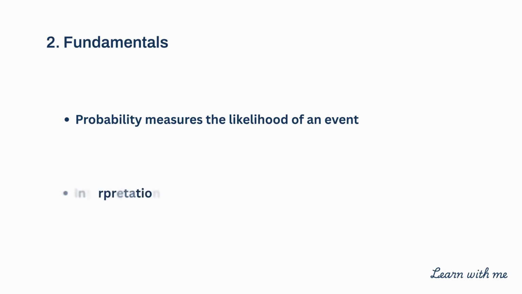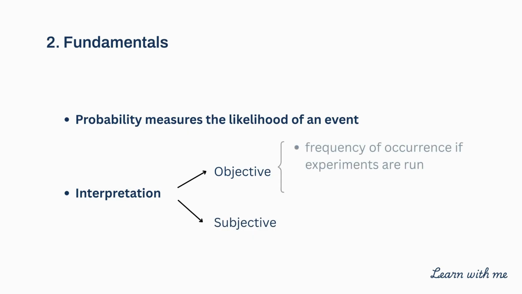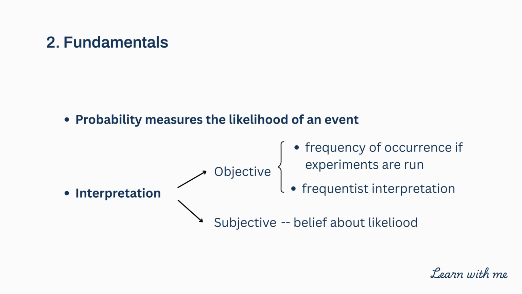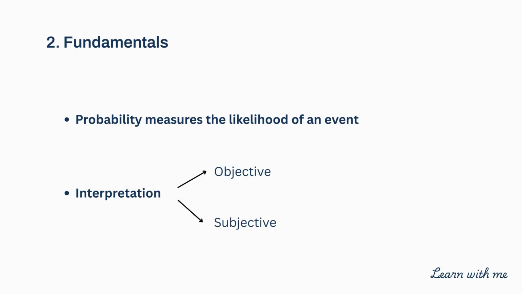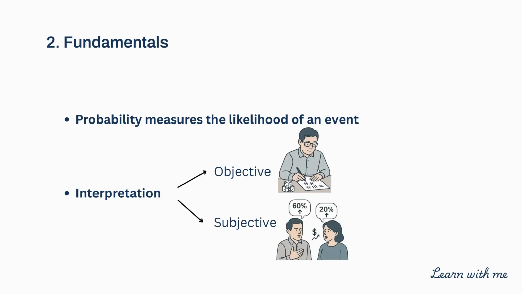Probability itself can be interpreted in two different ways, objectively and subjectively. From the objective point of view, probability comes from experiments. You simply count the frequency of an outcome when the experiment is repeated many times. This is called the frequentist interpretation of probability. On the other hand, from the subjective point of view, probability reflects a person's beliefs about how likely an event is to occur. These beliefs may differ from one individual to another and don't have to match the objective probability.